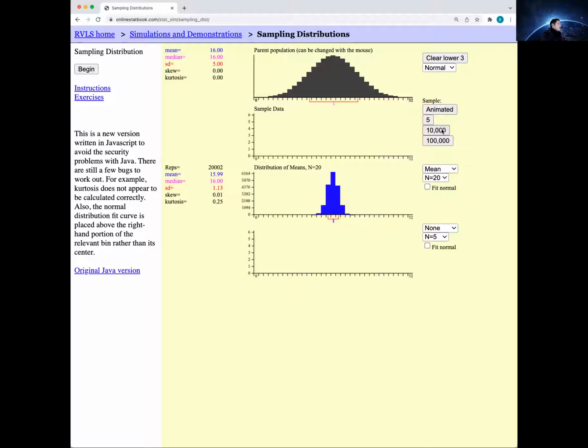And let's do another 10,000. So now we have 20,000 reps, 30,000 reps, 40, 50. Let's go to 100,000. We did 100,002. So each of these had a sample size of 20. The mean ended up being identical to the population mean of 16. The standard deviation though actually became smaller. It's only 1.12 instead of 5. And if you remember, in the previous trial it was about 2.26.